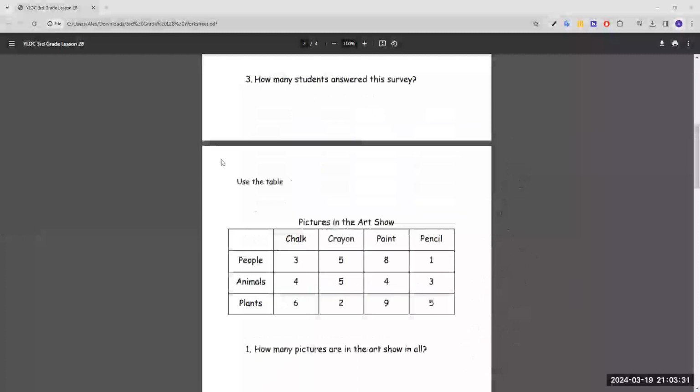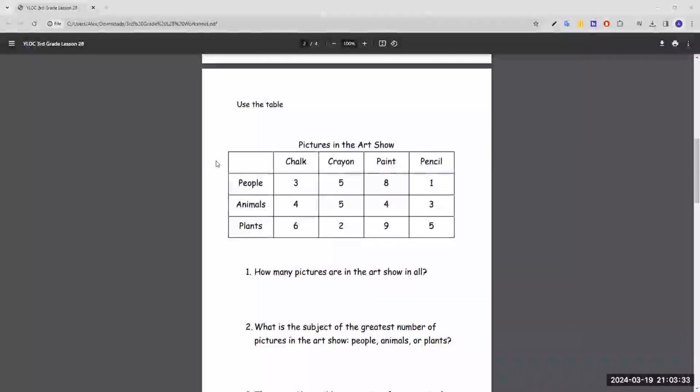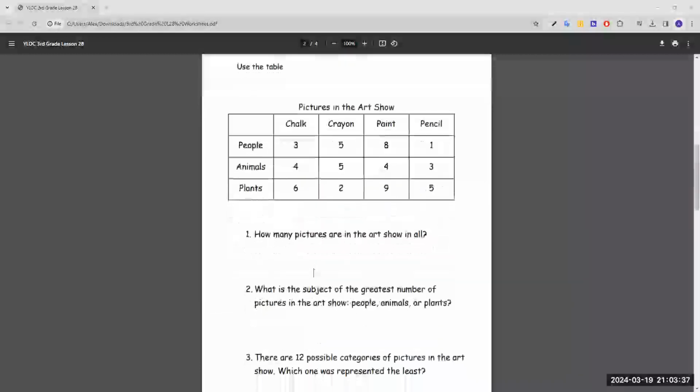And now moving on to using the table. Number one, how many pictures are in the art show in all? This chart shows us pictures in the art show. So to find the total number, we would just need to add every single number. So let's start off by adding the people. 3 plus 5 plus 8 plus 1. That's 8 plus 8, which is 16, plus 1 is 17.